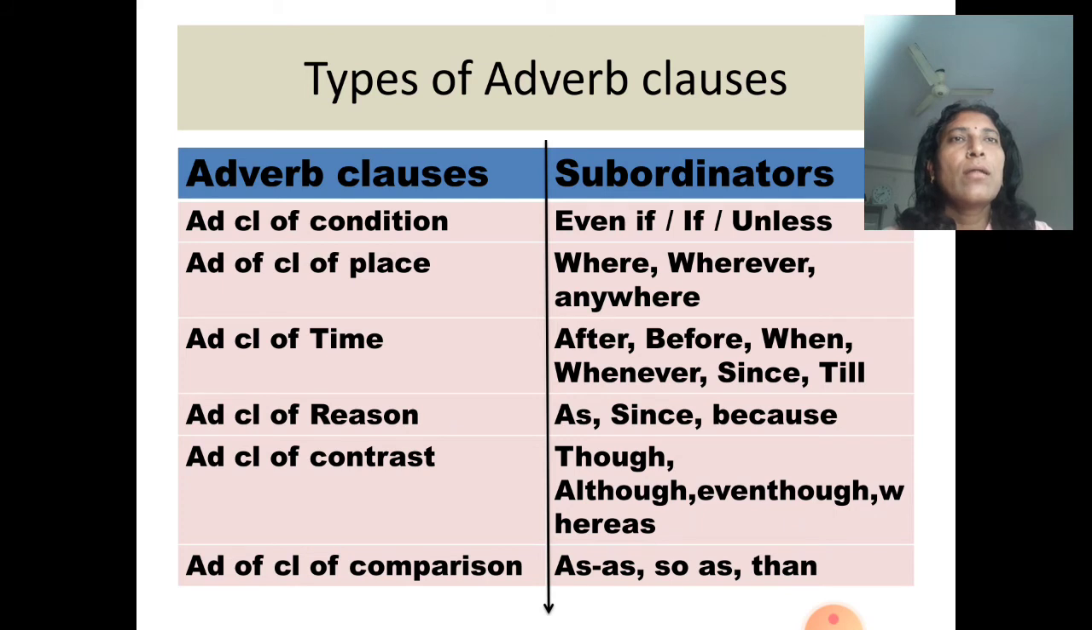Now adverb clauses are of many types. Adverb clause of condition begins with even if, unless. Adverb clause of place: where, wherever, anywhere. Adverb clause of time: after, before, when, whenever, since, till. Adverb clause of reason begins with as, since, because. Adverb clause of contrast: though, although, even though, or whereas. Adverb clause of comparison: as, so as, than, etc.